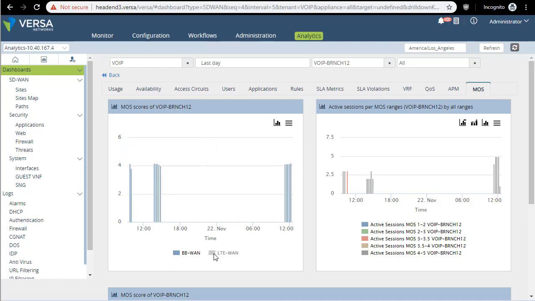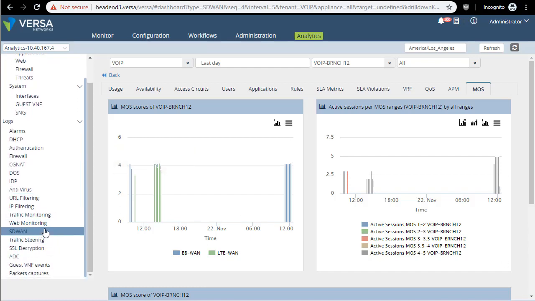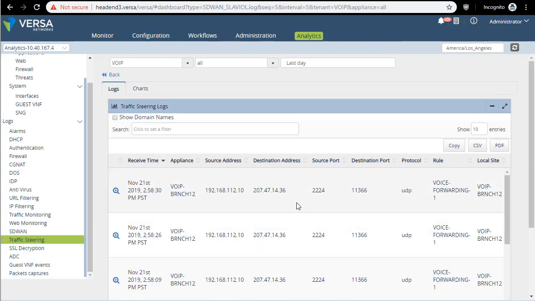But this is just the average data that shows for all the active voice calls over the time in this graph. If you want to see more details, specifically what was happening with a particular flow and what was the MOS score there, we can go to the SD-WAN traffic steering logs. And in the traffic steering logs, we'll see information about particular flows.